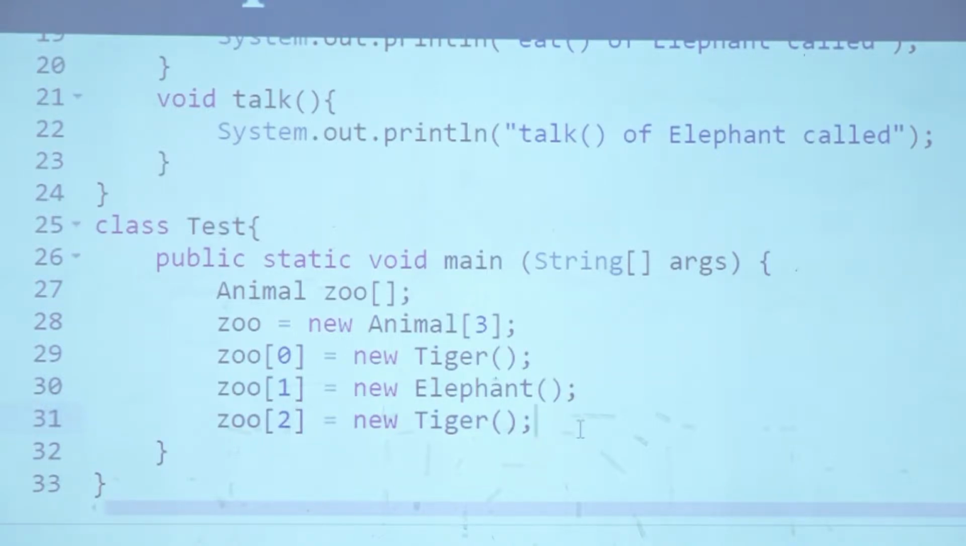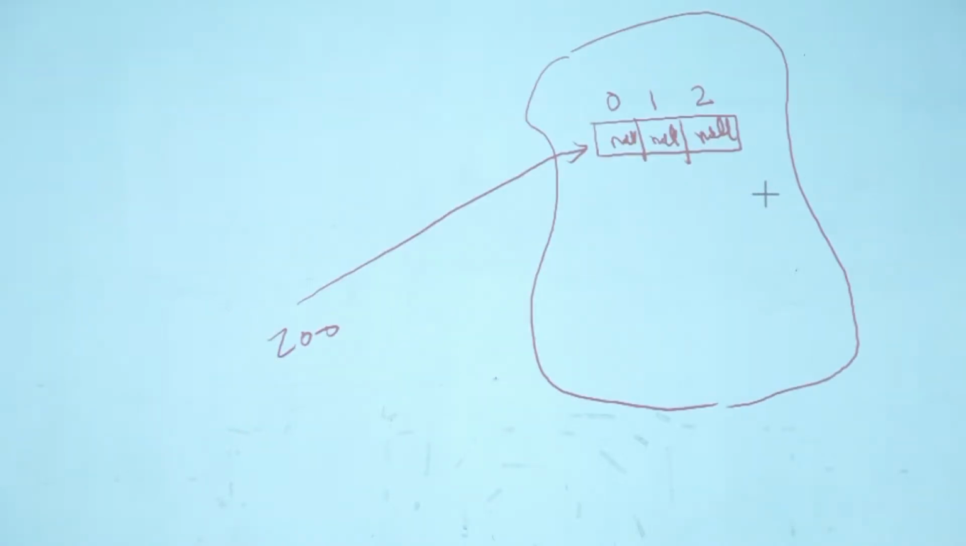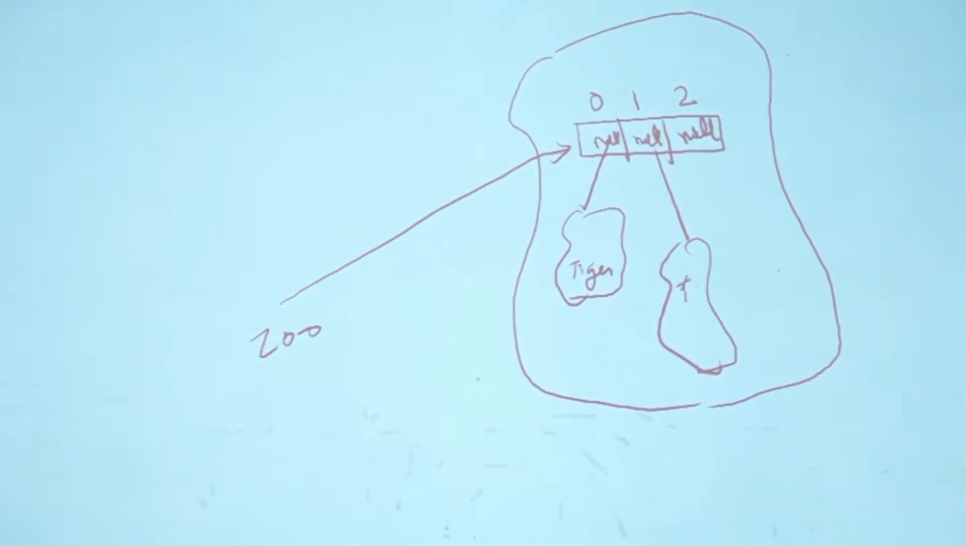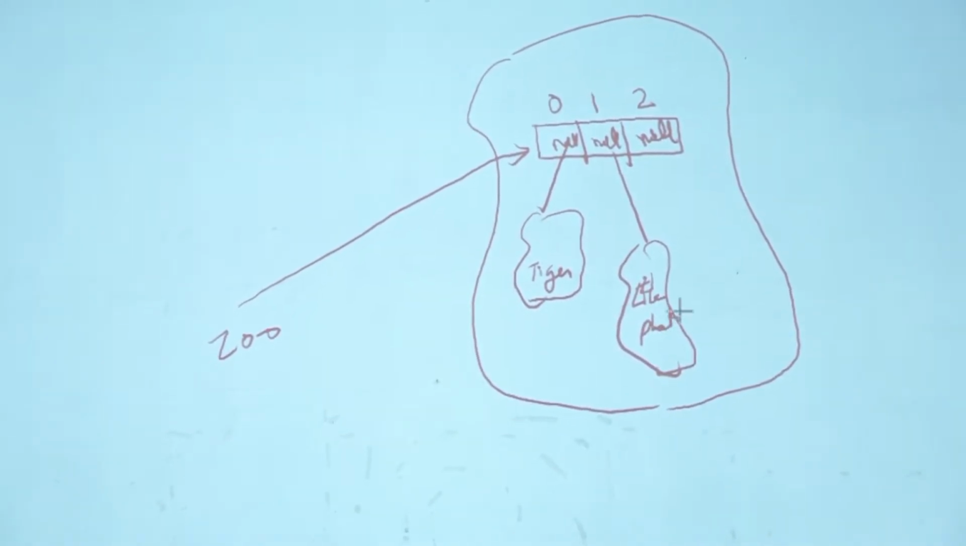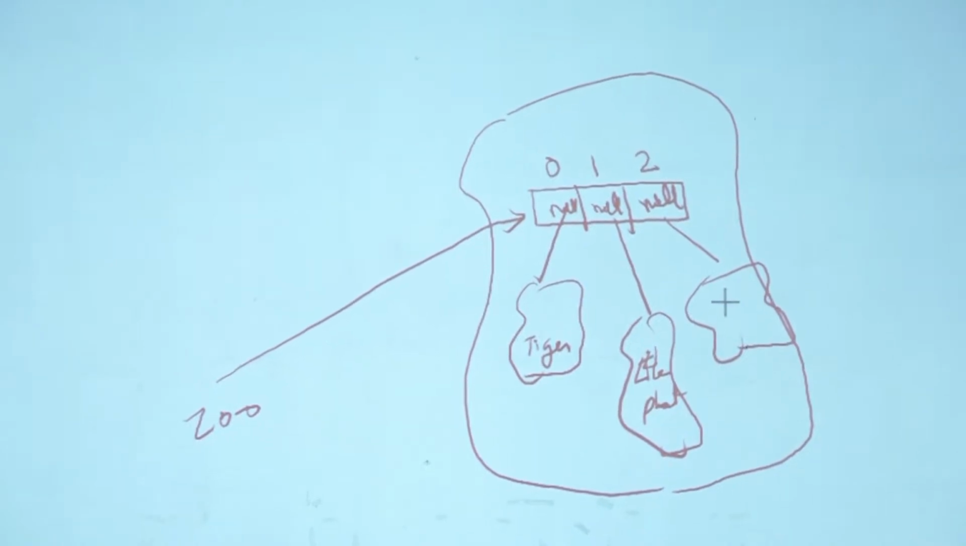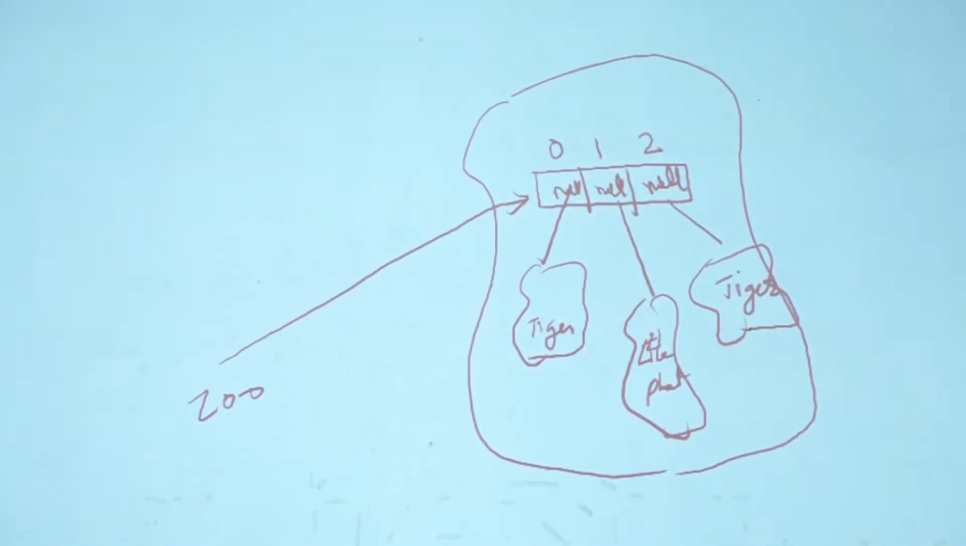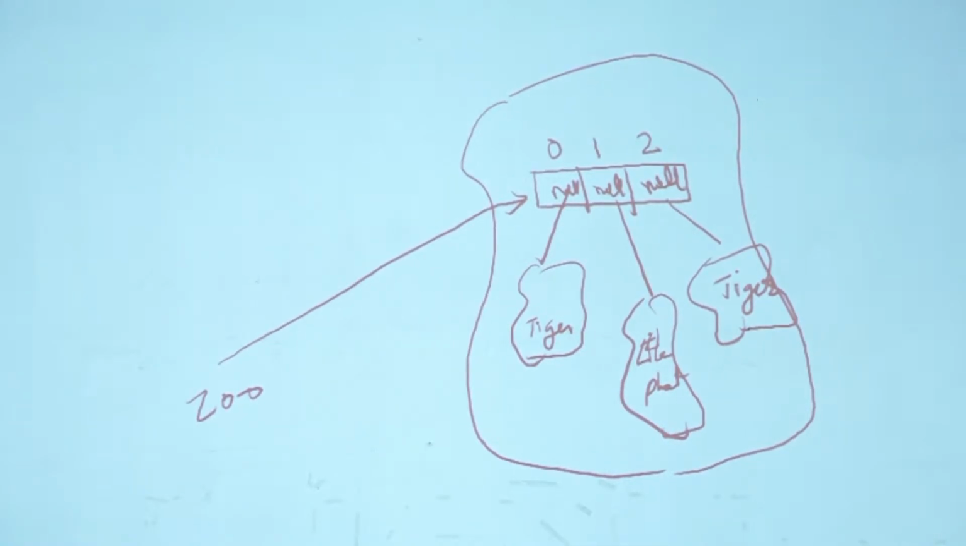So how many objects so far? In this program, how many objects so far? 4. One array object, and then each of the references pointing accordingly to a tiger or elephant object. So let's draw the picture of our memory, or continue with the picture of our memory. So now this is no longer null. This is pointing to a tiger. This is also pointing to a tiger. Second one is an elephant. Third one is again a tiger. Okay. So this is the structure of my memory at the moment.